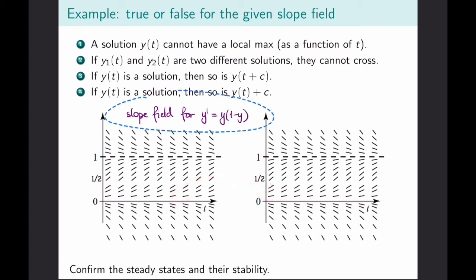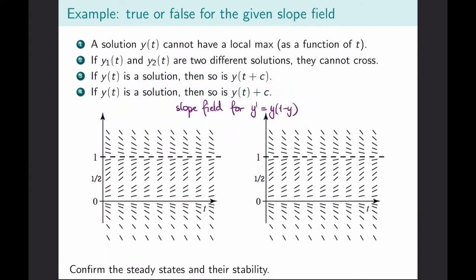Now, let's see what this question is asking. This is really keeping the actual y prime sort of hidden and is only given to us by the slope field. But again, because this is from a previous example, I happen to know its formula. We have to decide whether these things are true or false for the given slope field. So let's go through them one by one. A solution y of t cannot have a local maximum. Is that true or not of the given slope field?